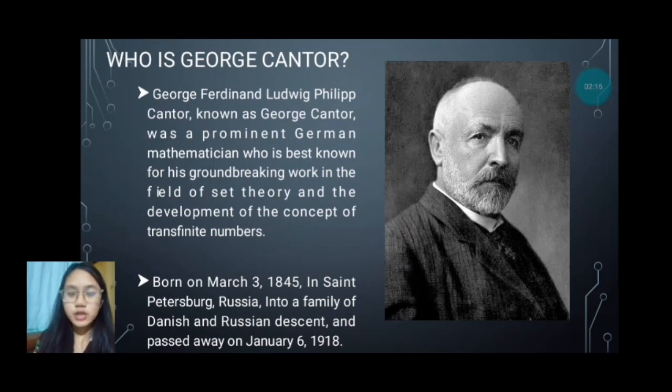So who is Georg Cantor? Georg Cantor, or Georg Ferdinand Ludwig Philipp Cantor, was a prominent German mathematician who is best known for his groundbreaking work in the field of set theory and the development of the concept of transfinite numbers. He was born on March 3, 1845 in St. Petersburg, Russia, into a family of Danish and Russian descent and passed away on January 6, 1918.